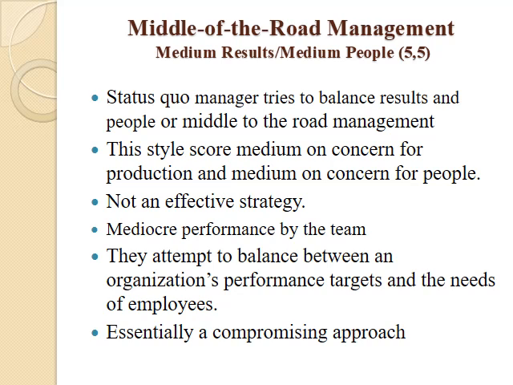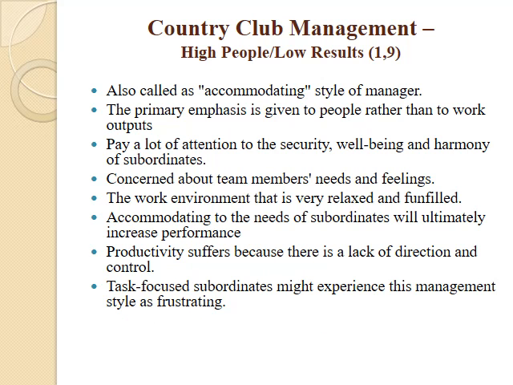They attempt to balance between an organization's performance targets and the needs of the employees. This is essentially a compromising approach in which the manager tries to avoid conflict with subordinates whilst pushing for moderate production. Next is country club management, that is high people and low results, which is 1:9.